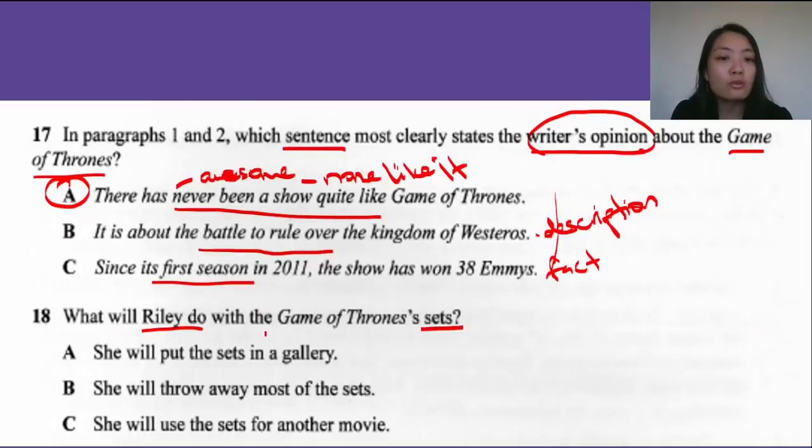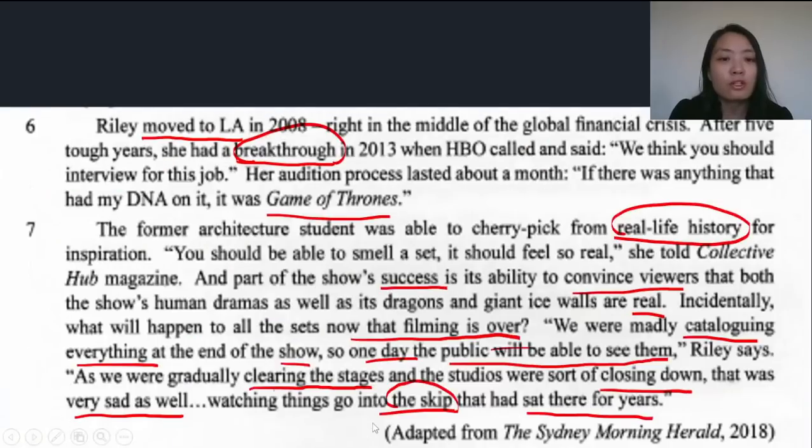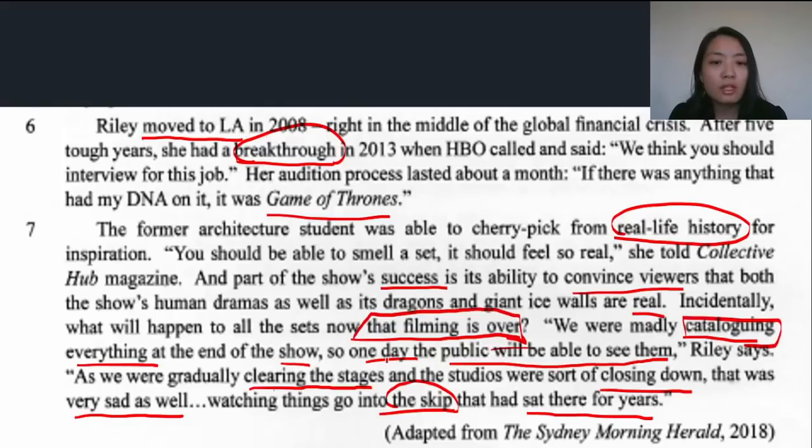Okay, so what will Riley do with the Games of Thrones sets? So just now we found out somewhere at the end about what she was going to do there. Is she going to put it in a gallery, or throw it away, or use it for another movie? So let's go back to that part of the paragraph which tells you about what she wants to do. Here, so what will happen to all the sets now that filming is over? So what is she going to do about it? So she's cataloging them, okay, so that the public will be able to see them.